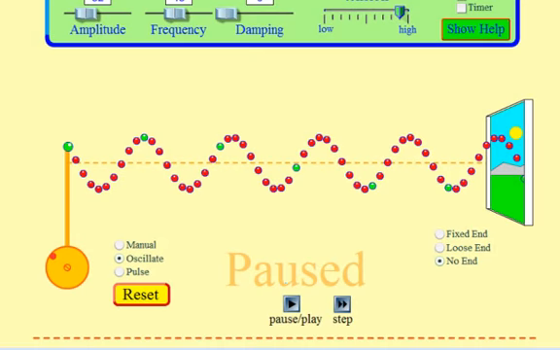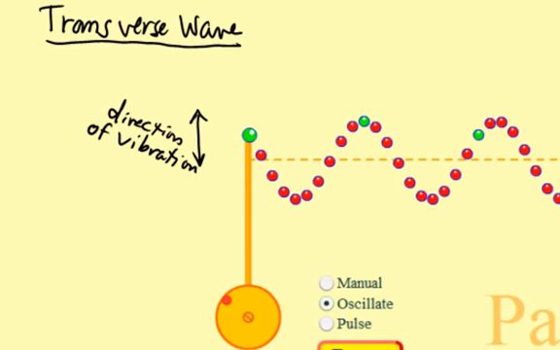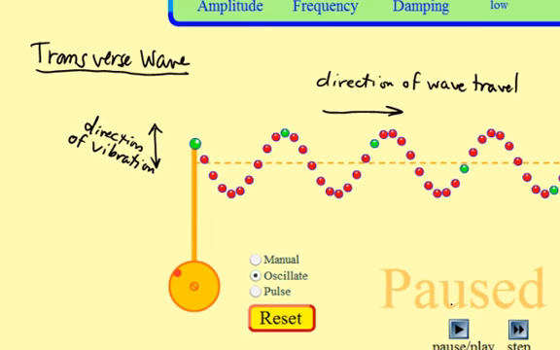Here I have a frozen diagram of this wave. I want to label these parts of this transverse wave. It's called a transverse wave because there are a couple of things that are perpendicular to each other. There's the direction of vibration. In this diagram, that direction is up and down. But then there's the direction that the disturbance travels. Those two directions are perpendicular to each other.